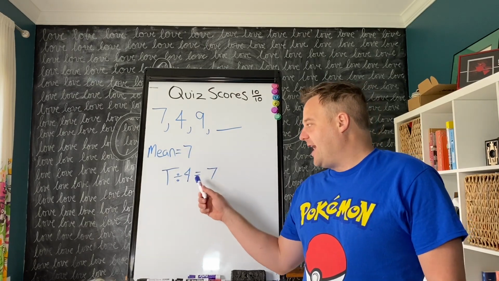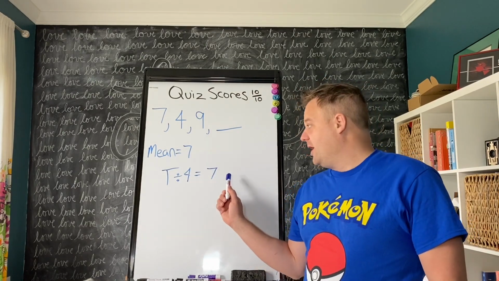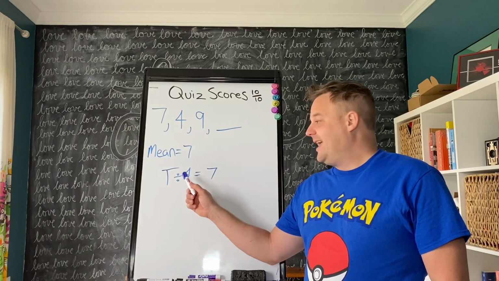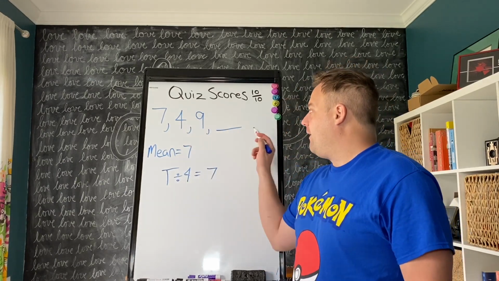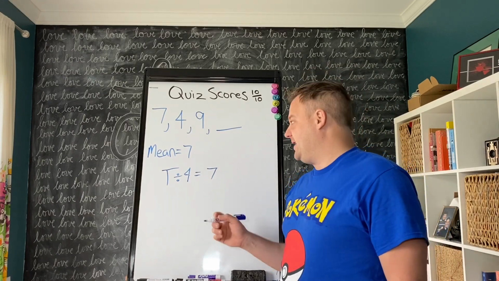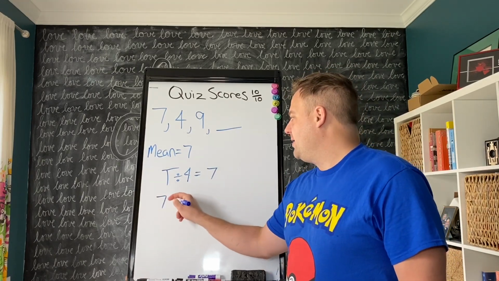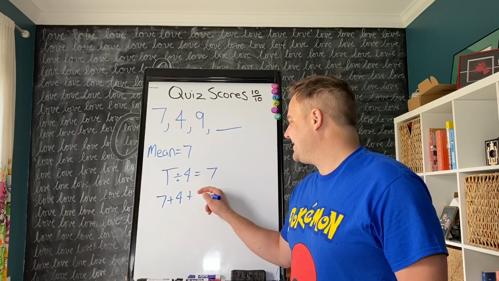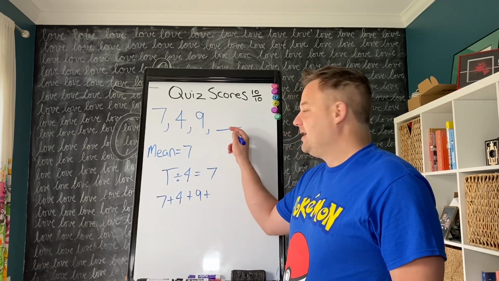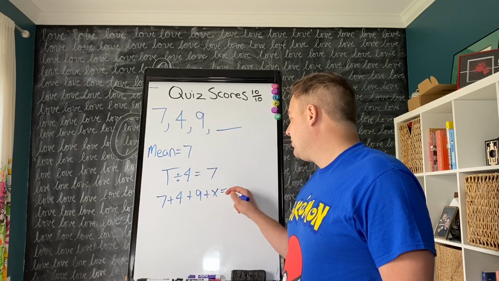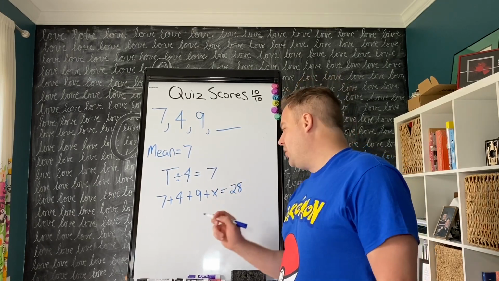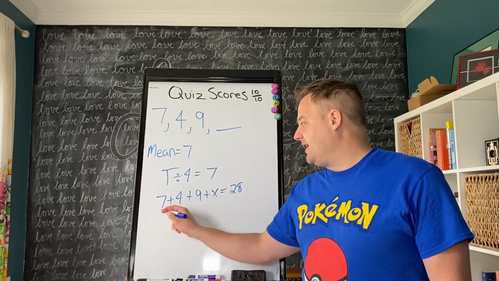The inverse of dividing by 4 is multiplying by 4. So 7 times 4 is 28. So the total of all 4 of these is 28. So we have 7 plus 4 plus 9 plus the missing one, that's the variable, we're going to say x, equals 28. Okay, so now we have to combine like terms.